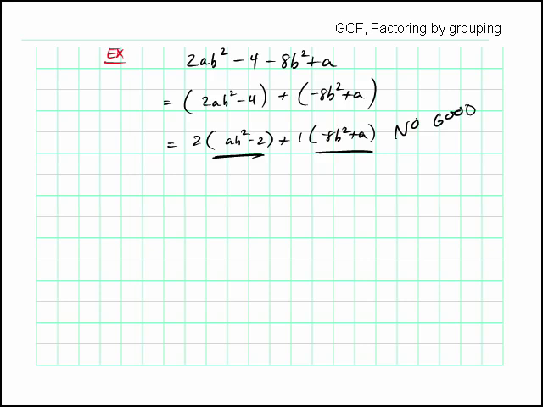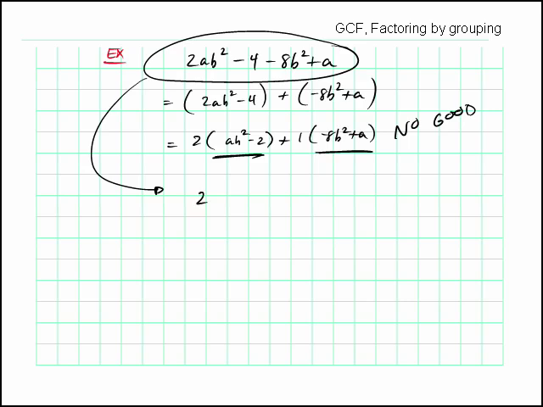So like one of the previous problems, I'm going to have to take this polynomial and rearrange the terms first. So I think what I'll try is putting the 2ab squared minus the 8b squared together, and then the a and the minus 4 like that. Okay, we'll try this arrangement. Usually there's a couple of arrangements that will work. There's not just one right way. There's usually 2 or 3.